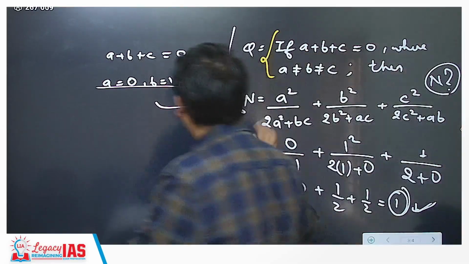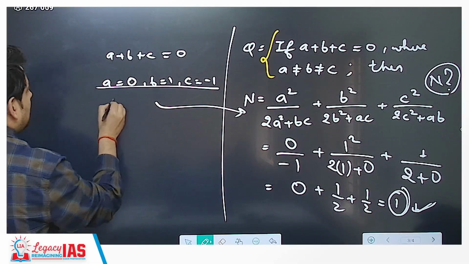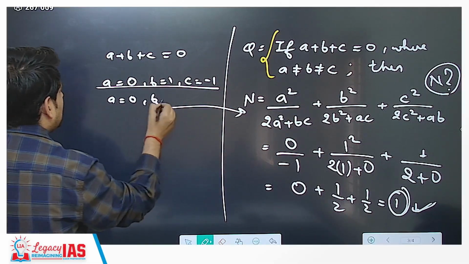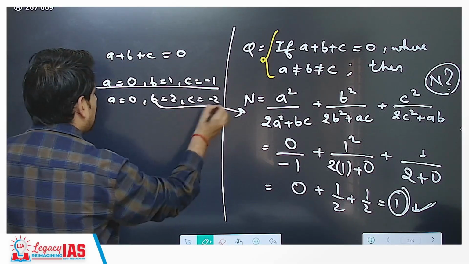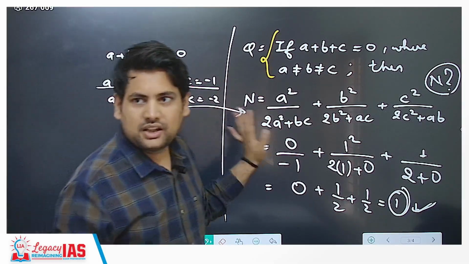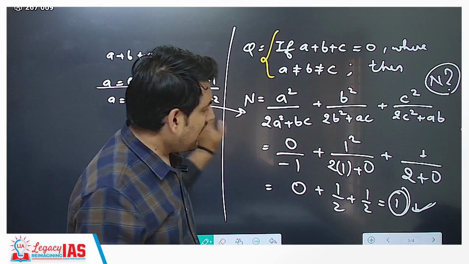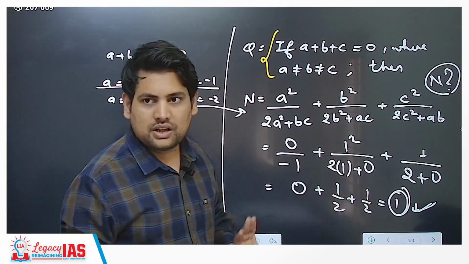You can have multiple solutions here. For example, if I take another, let's say a is equal to 0, b is equal to 2 and c is equal to -2, then also I can get to the answer. So the same way I have to approach and I'll get to the answer again.